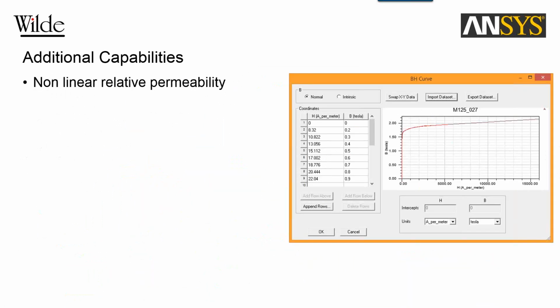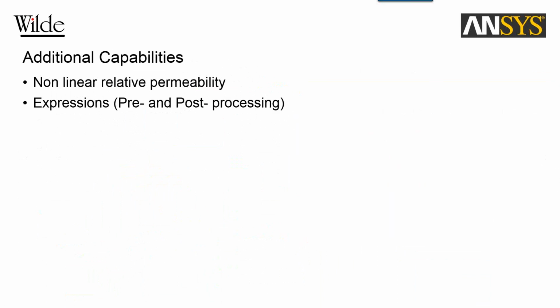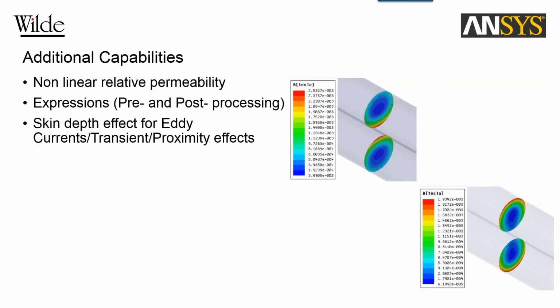Other capabilities within ANSYS Maxwell include nonlinear relative permeability. This is quite important for some applications. As I mentioned before, we can have our own expressions during pre- and post-processing, which we can monitor. ANSYS Maxwell also takes into account skin depth effect for eddy currents, for transient phenomena, or for proximity effects. So what you see over here are two current carrying conductors in close proximity, and you can see the magnetic field when the currents are in the same direction and in opposite directions.